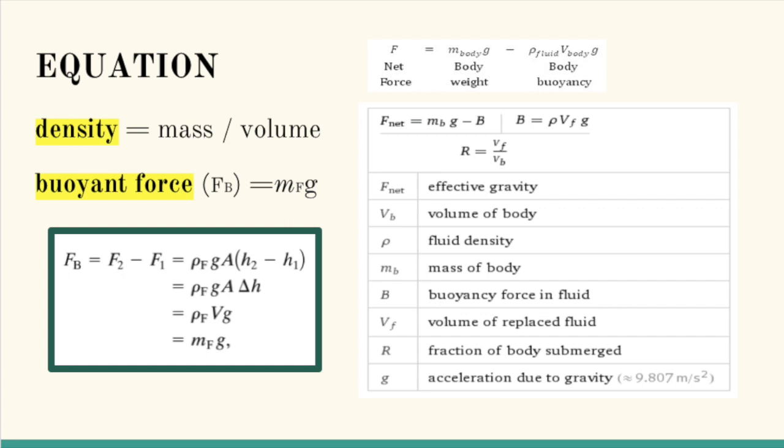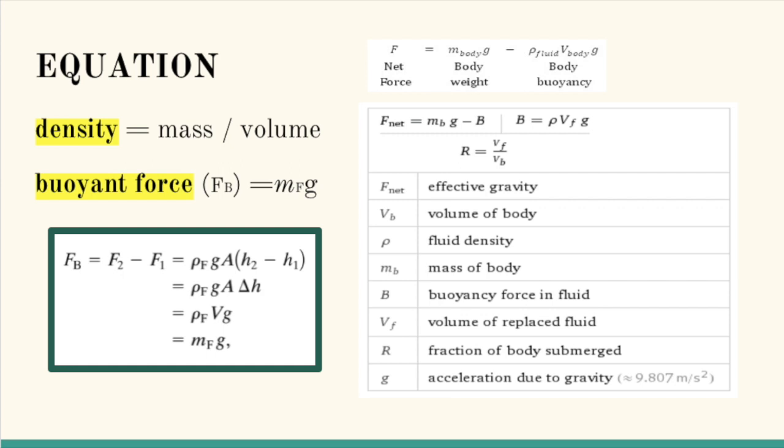For our equation, the net force on our object is the object's weight minus the buoyancy of the object. The object's weight is the mass of the object times gravity, and buoyancy is the fluid's density times the volume of the replaced fluid times gravity.